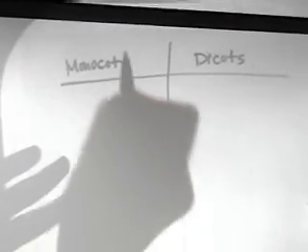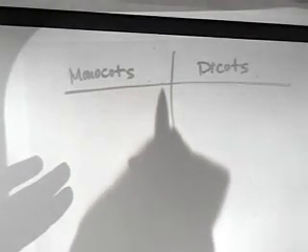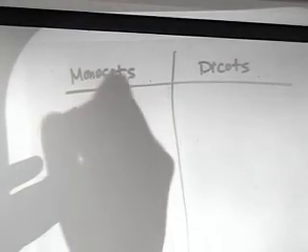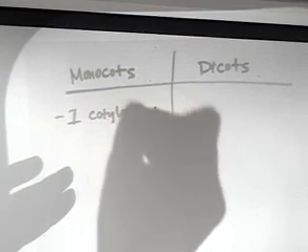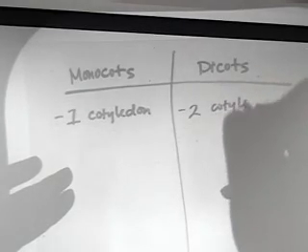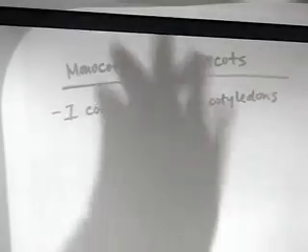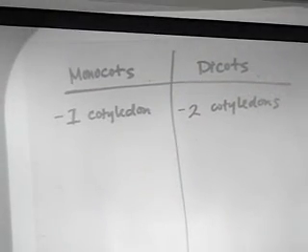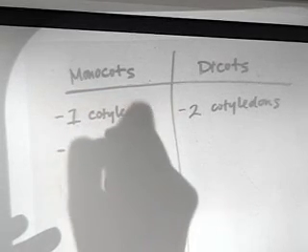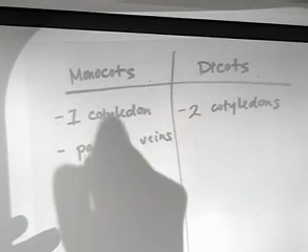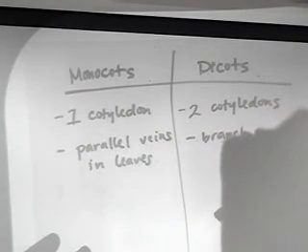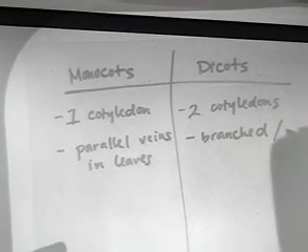First of all, the name itself tells you how many cotyledons each of these is going to have. A monocot, mono means one. Cot is just short for cotyledon, so it's going to have one cotyledon, one seed leaf. Dicots, di means two, so it has two cotyledons. And there are other ways that you can recognize monocots and dicots. Number one, you could look at the veins in the leaves. Monocots have parallel veins in their leaves. Dicots have a branched or net-like pattern of veins.